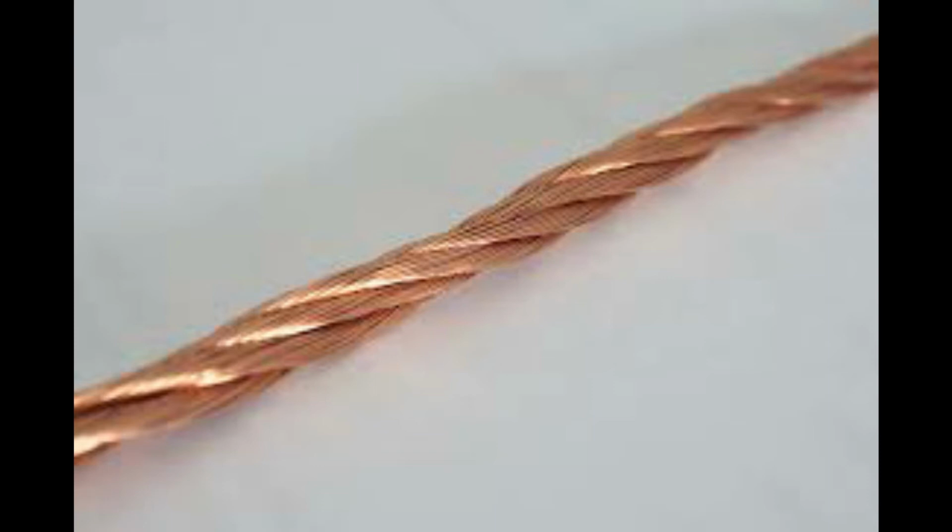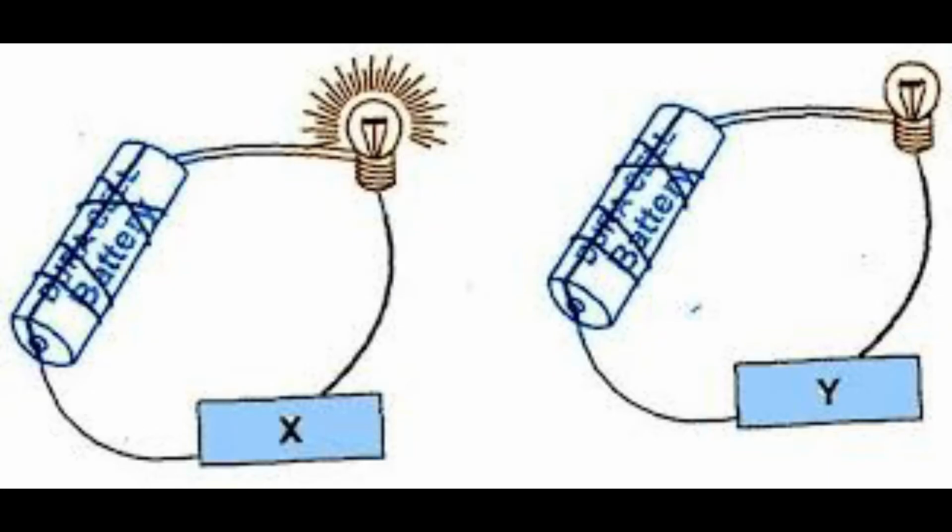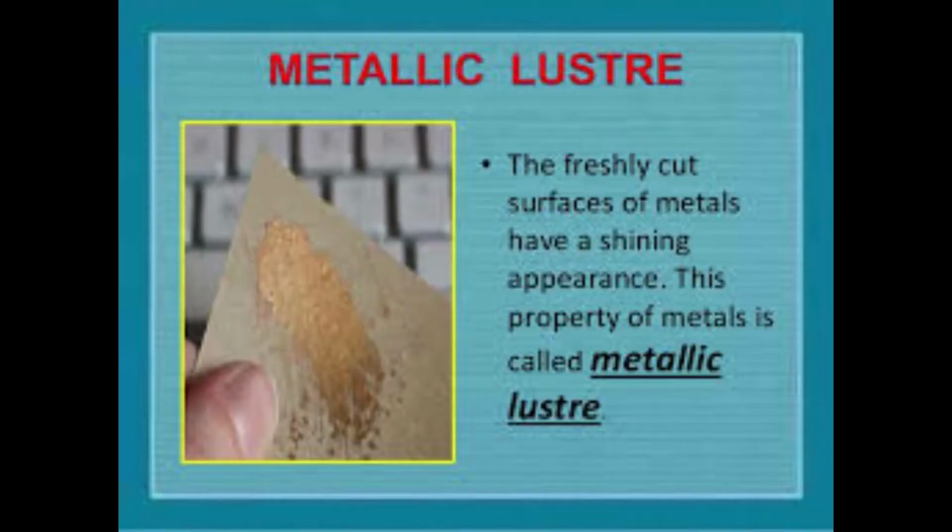Now we are going to start this part with a new property. Metals are good conductors of electricity. By saying that metals are good conductors of electricity, we mean that metals allow electricity or electric current to pass through them easily. This can be demonstrated with the help of an activity.